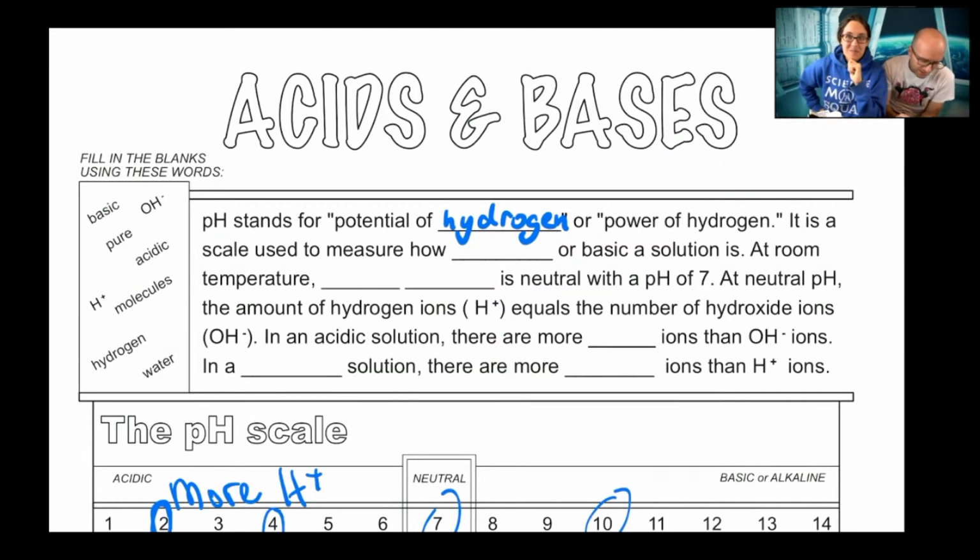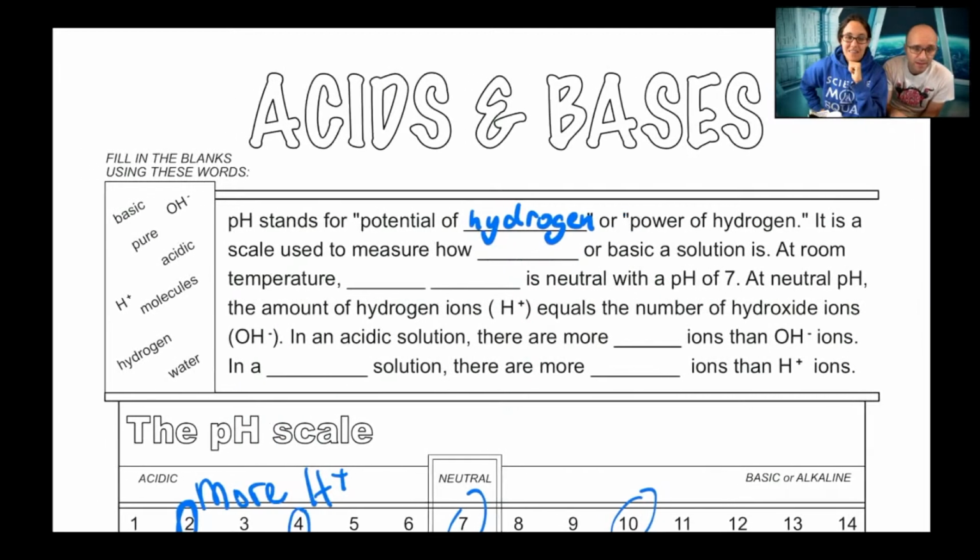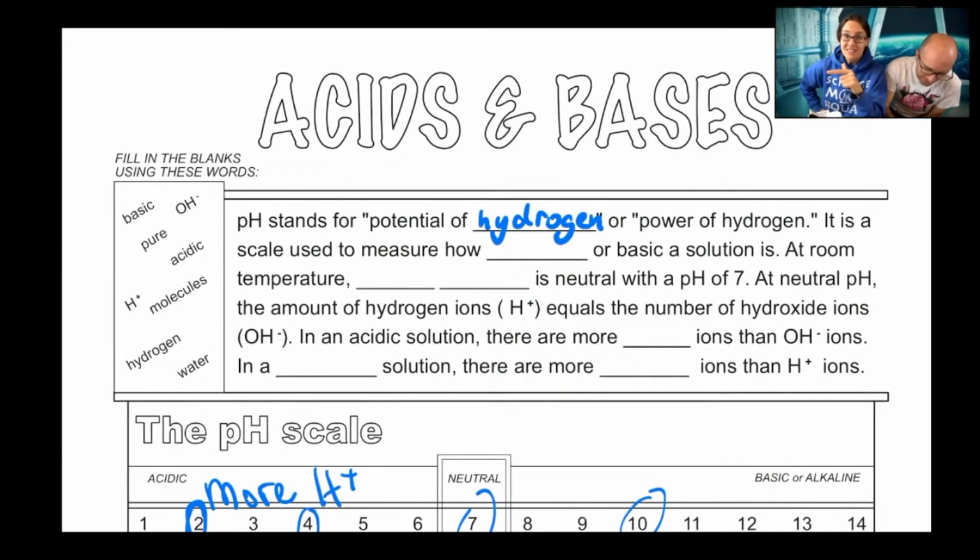Okay. The pH scale is used to measure how acidic or basic a solution is. I know this one. It's got to be acidic. Acidic. Yes. How acidic or basic a solution is. Okay. At room temperature, blank is neutral with a pH of 7. So what has a pH of 7? There really is only one thing that has a pH of 7. One thing that we commonly interact with. Pure water. Thank you, chat. Pure water is neutral with a pH of 7.